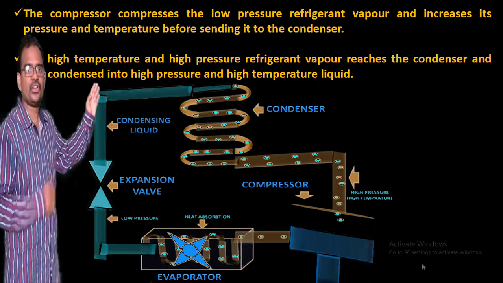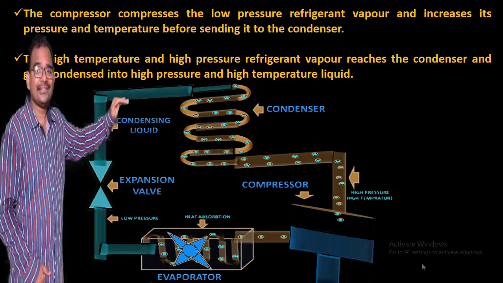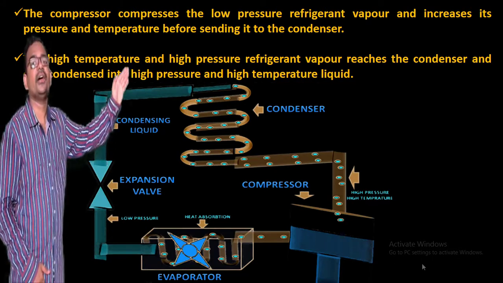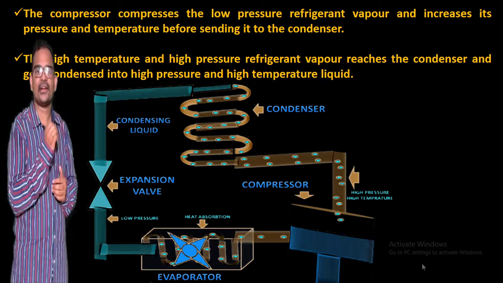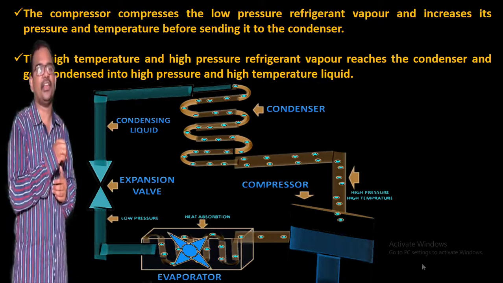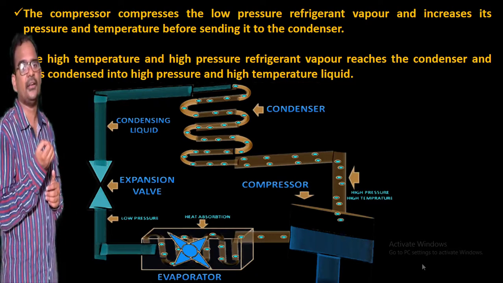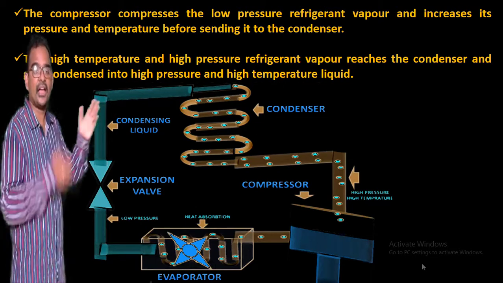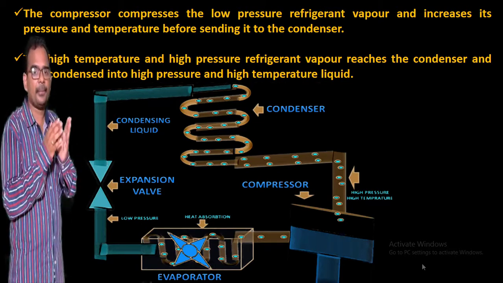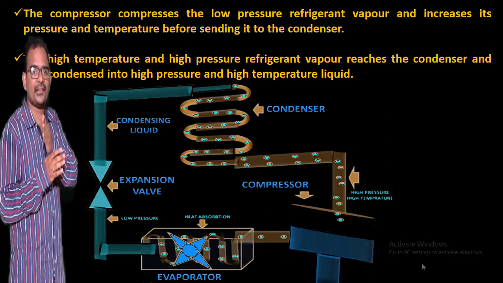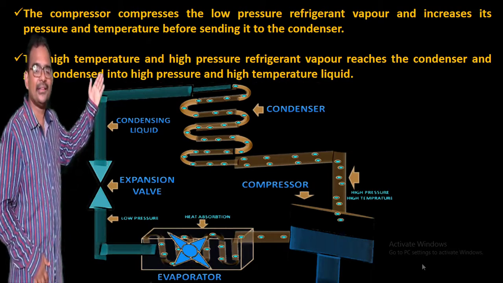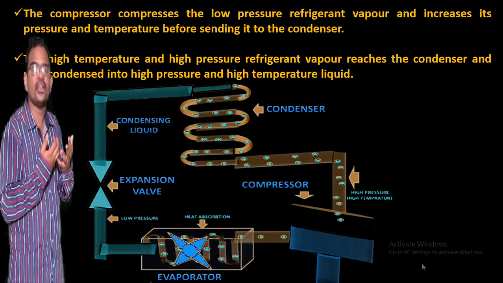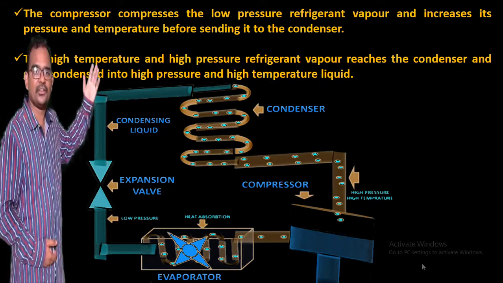Then the high temperature and high pressure refrigerant vapor reaches the condenser and gets condensed into high pressure and high temperature liquid. Now, what is the purpose of a condenser? The condenser is a device where condensation will take place. What is condensation? Condensation is nothing but conversion of gas into liquid, and that will take place in the condenser here. The high pressure and high temperature vapor, which is the output of the compressor, is sent as an input into the condenser, and in the condenser condensation takes place and converts this high pressure and high temperature vapor into a high temperature and high pressure liquid.